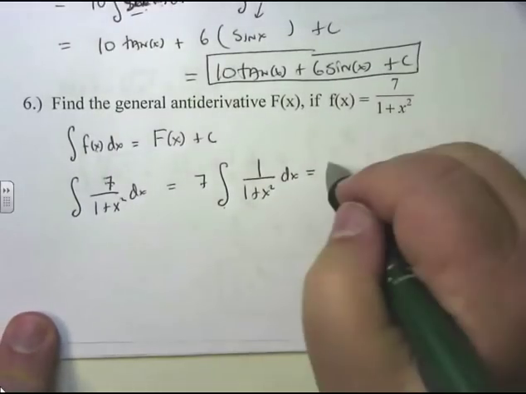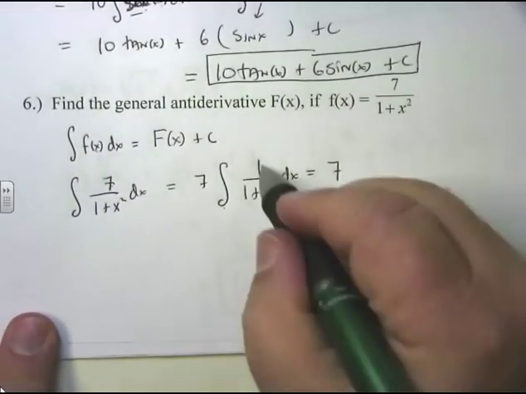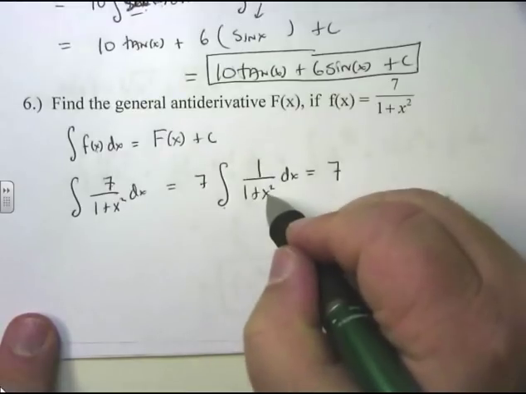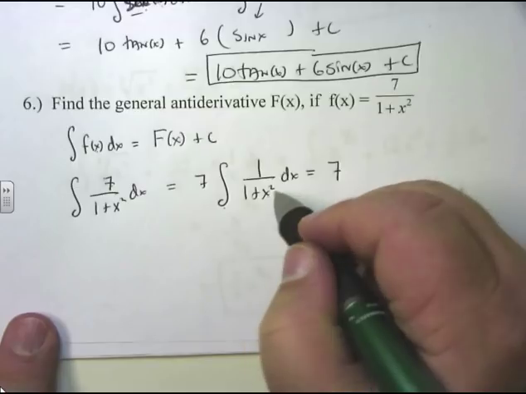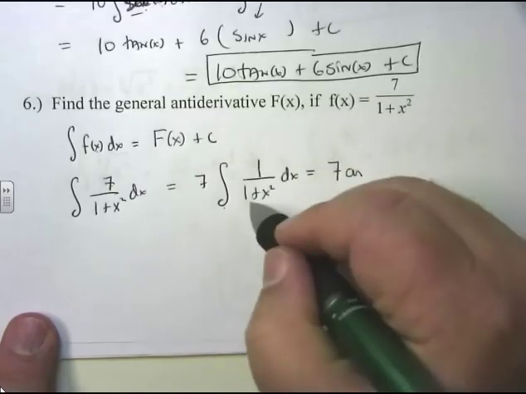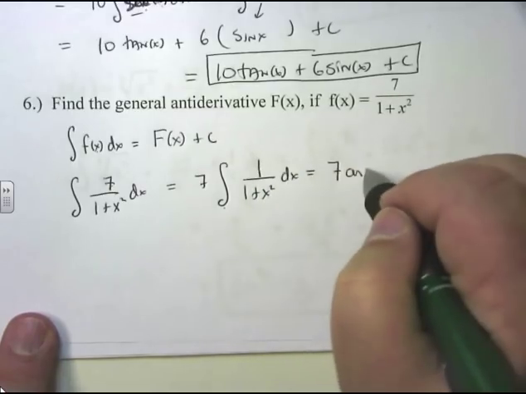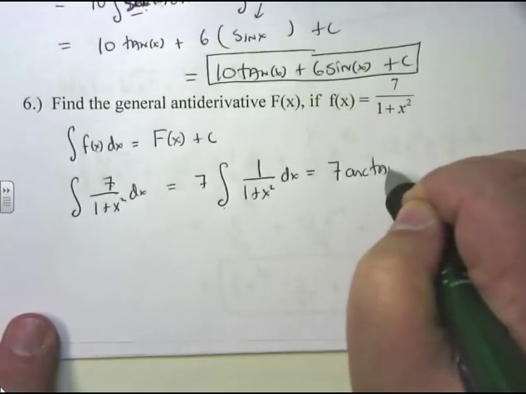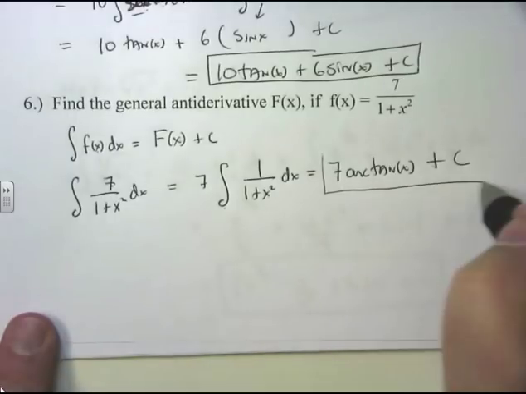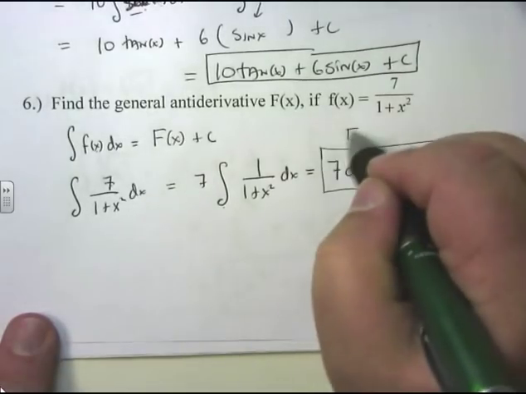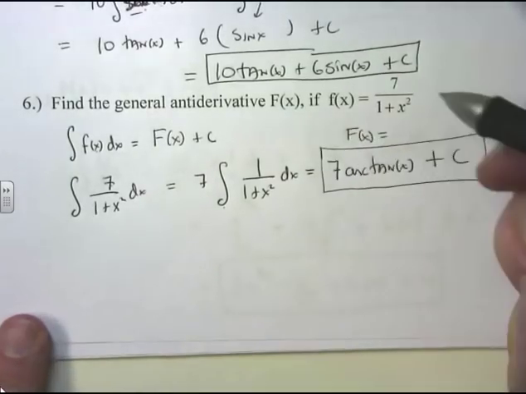And that's equal to 7 times 1 over 1 plus x squared. When you integrate that, that's one of those special rules. It was the derivative of the arctangent. So the integral of 1 over 1 plus x squared dx is the arctangent of x plus c. And this is what they're looking for, and they would call this big F of x equals.